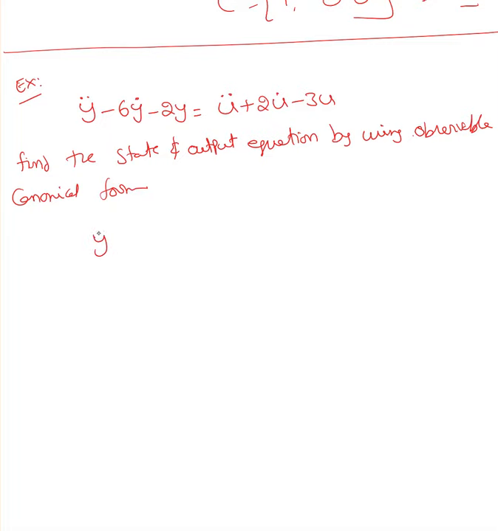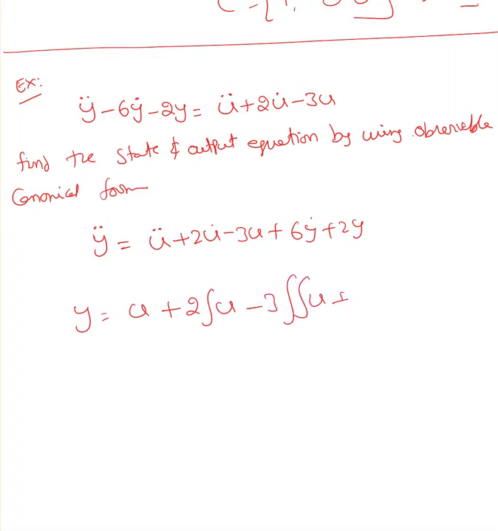So as usual, I'm going to write it down. y double dot equal to u double dot plus 2u dot minus 3u plus 6y dot plus 2y. Integrate it twice, so y equal to u plus 2 integral of u minus 3 double integral of u plus 6 integral of y plus 2 double integral of y.